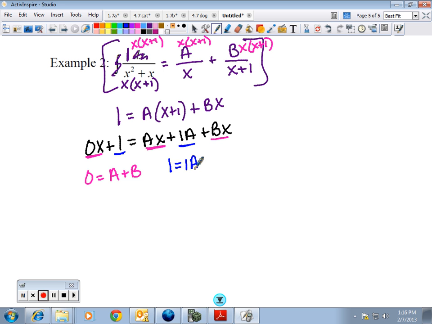And now I have a system. Well, oh look, a's already solved for. I just fill it in here. Minus 1, and b is negative 1.